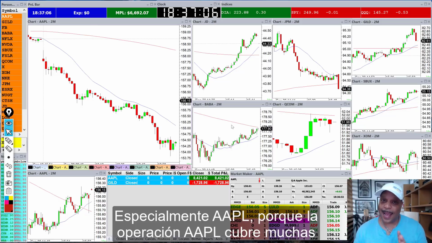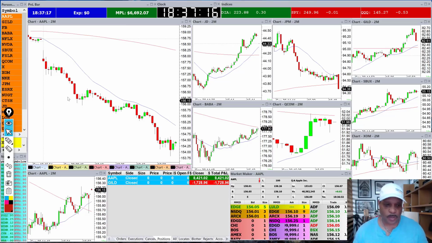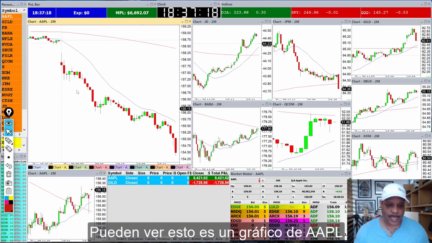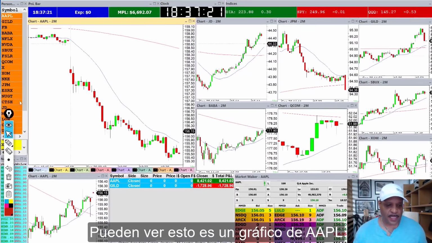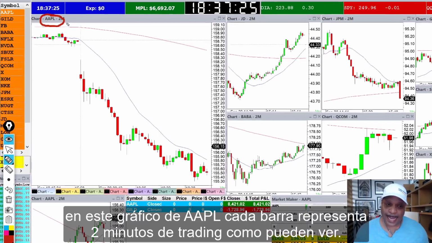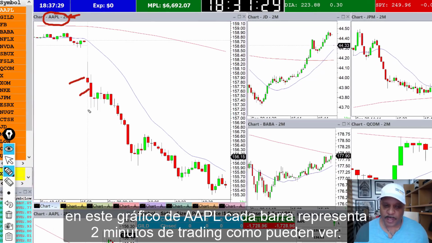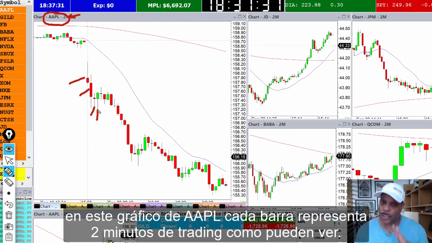Specifically, I want us to look at Apple because Apple demonstrates every single technique that we spent time covering this past Saturday, okay? So let's go to the charts here. As you can see, this is the chart of Apple. It is a 2-minute chart of Apple, which means that every single individual bar that you see represents 2 minutes of trading.